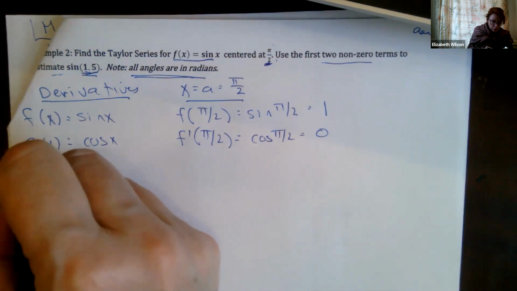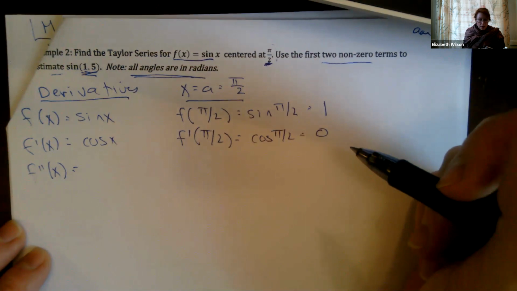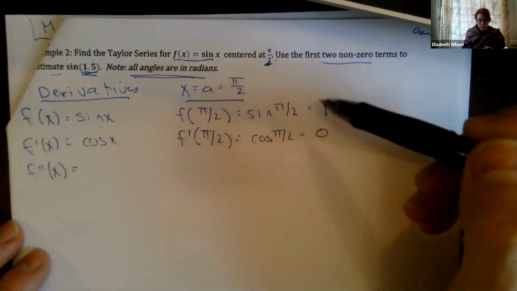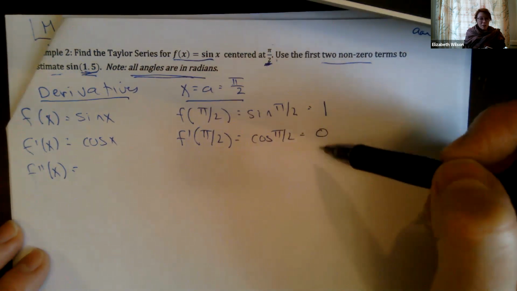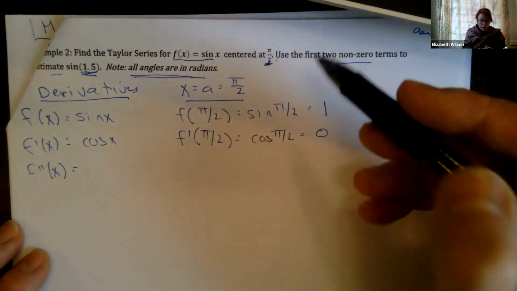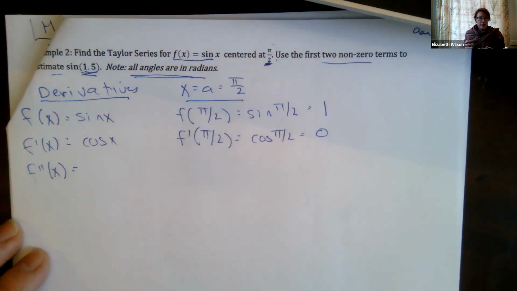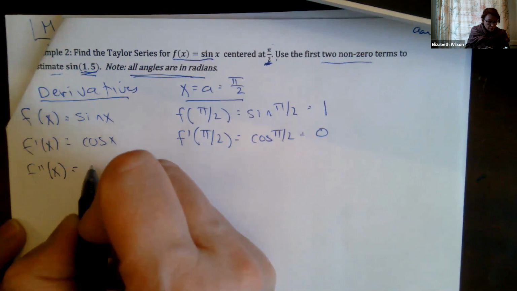Okay. Second derivative, I'm going to do several. They say the first 2 non-zero terms. And usually with trig functions, depending on the value, especially like pi over 2, it's right along the unit circle, we're going to get combinations of 1s and 0s. So they're not telling us what order to use. They're telling us, go as far out as you can to get the first 2 or 3 or however many non-zero terms. So second derivative is going to be derivative of the cosine, right?